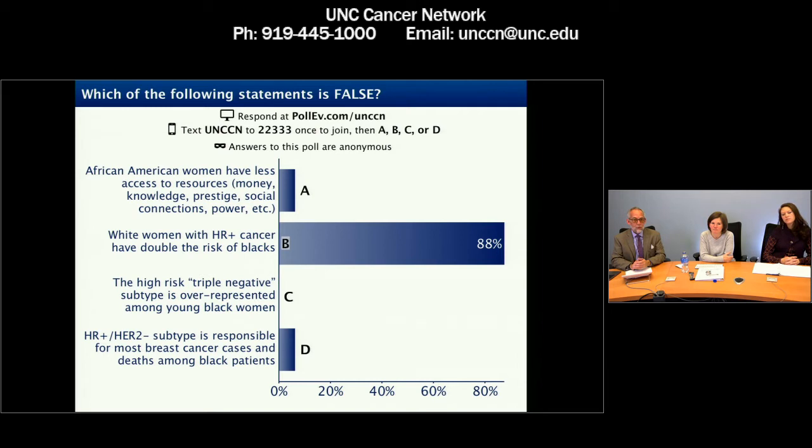All right. Well, we're strongly trending towards B. And that's encouraging. I think that is the most false statement out of this, because we understand that Black women with hormone receptor positive cancer actually have about double the risk of white women. It's certainly true that in some communities, African American women may have equal access to the resources that are listed here. I think that's a little bit variable depending on the community, which is why a few people may have indicated A.